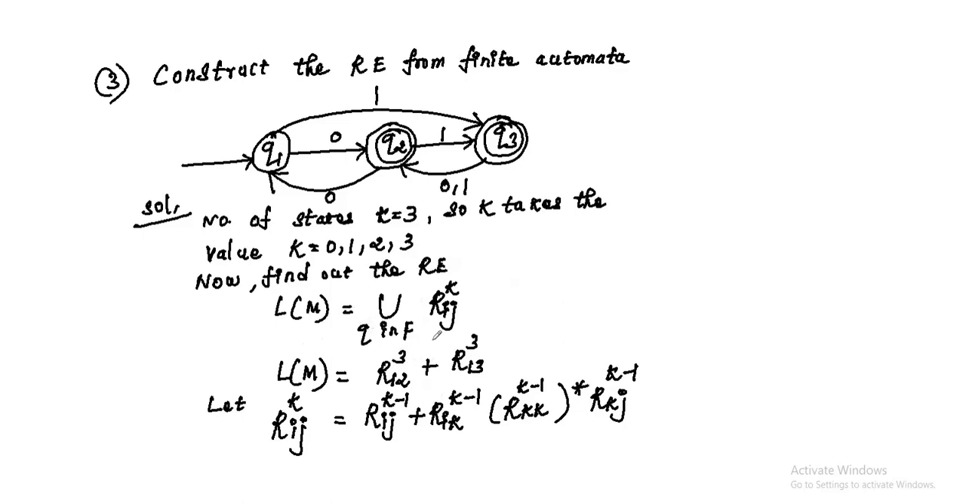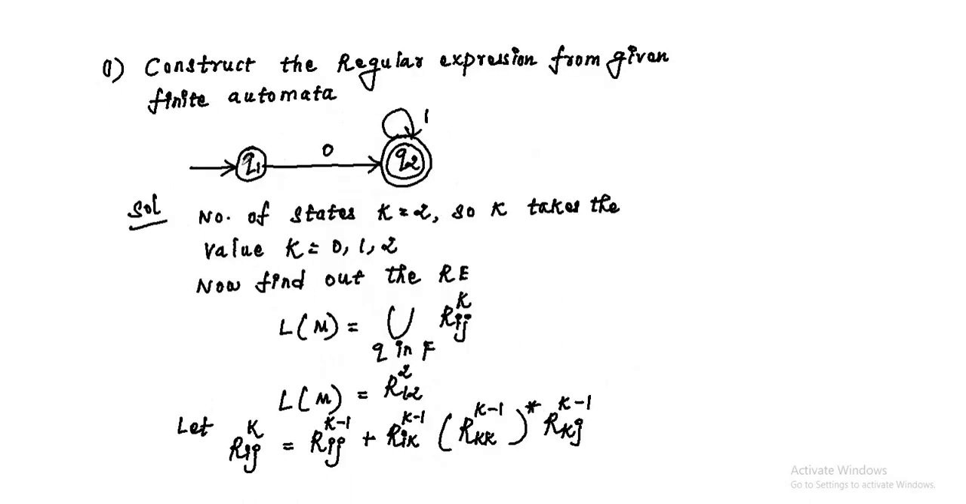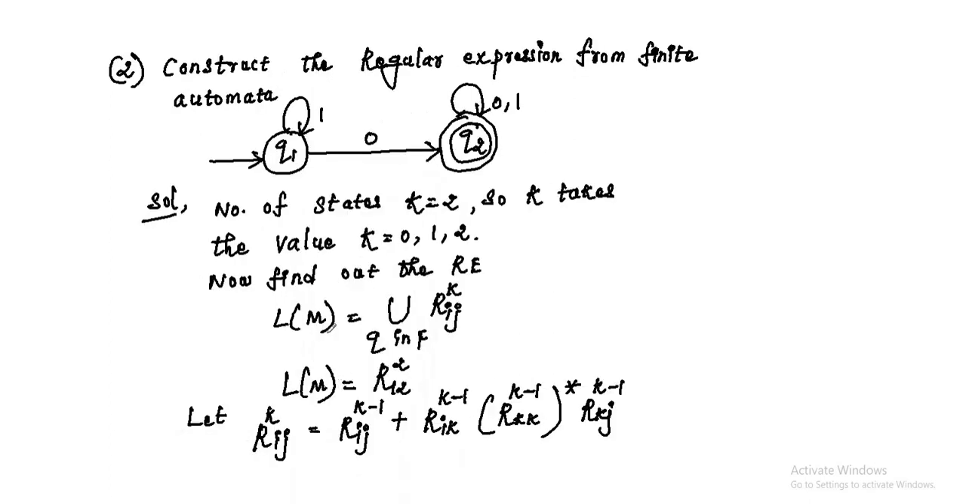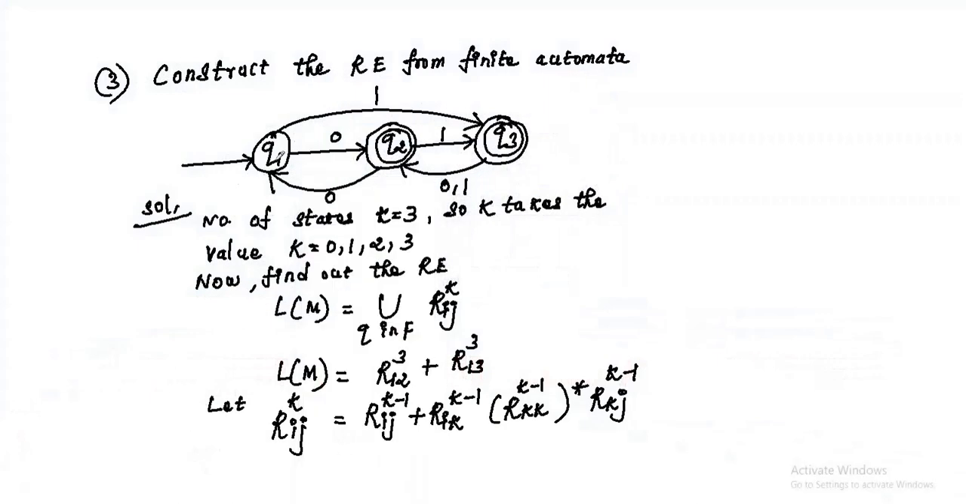L of M equal to union of q in F, R1j raised to the power k. Here the starting state is q1 and the final states are going to be q2 and q3. Look at the previous problems. In the previous problem, the starting state is q1 and the final state is q2. In the second problem, also there is only one starting state and one final state. But in this problem, one starting state and two final states are there.